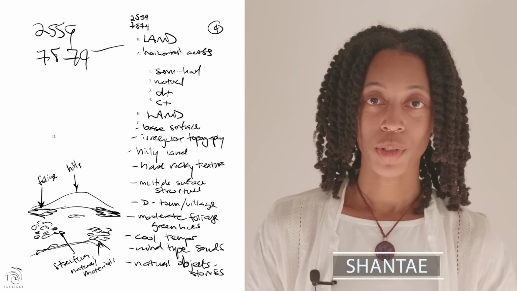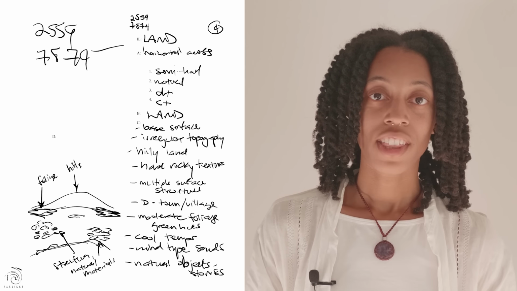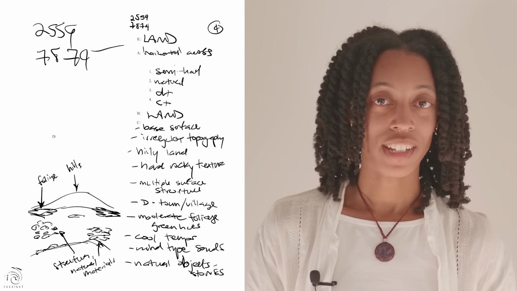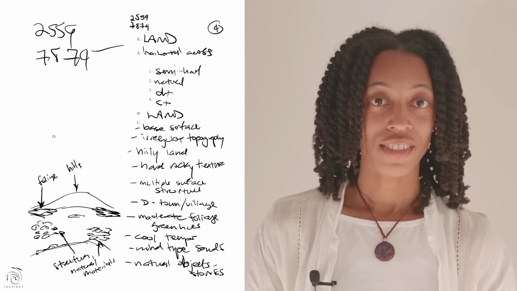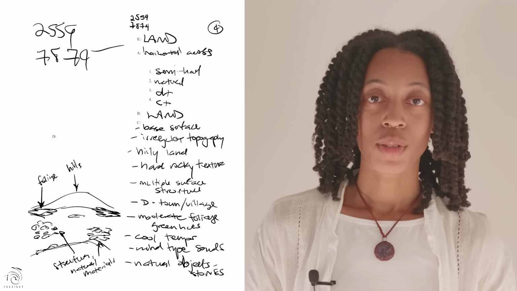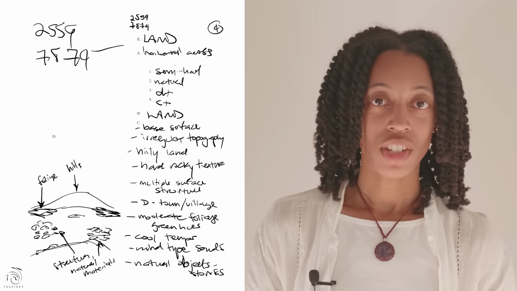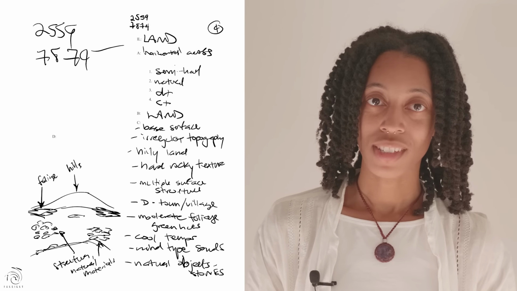For my first visual, I have a base surface with regular topography. There is hilly land with a hard rocky texture, and there are multiple surface structures here that I've deducted is a town or a village. There's moderate foliage with green hues and cool temperatures. I have wind-type sounds and natural objects like stones.